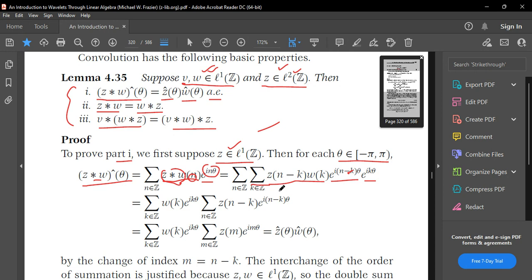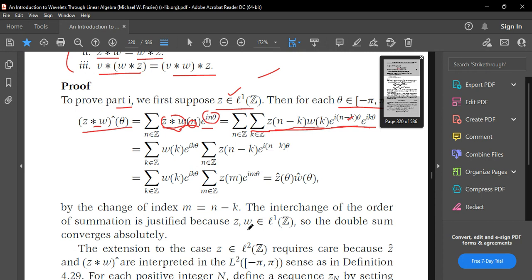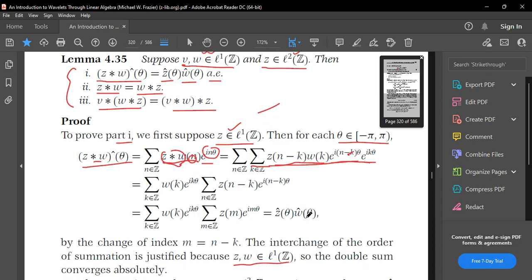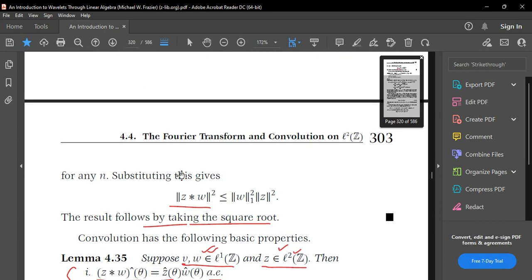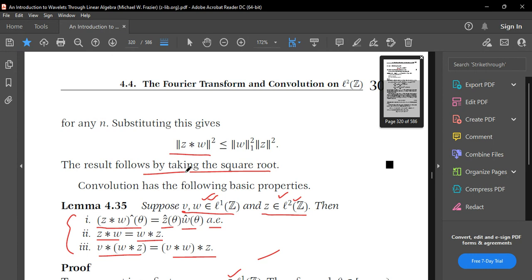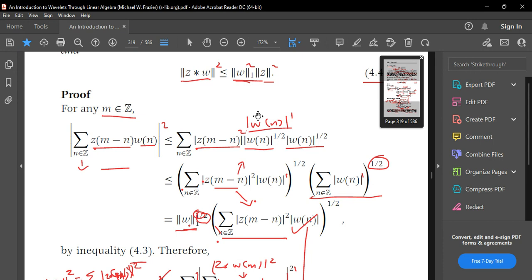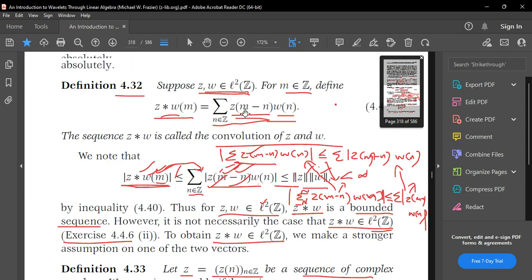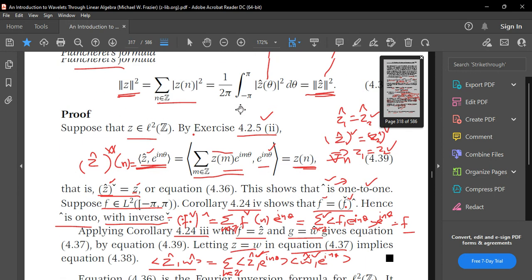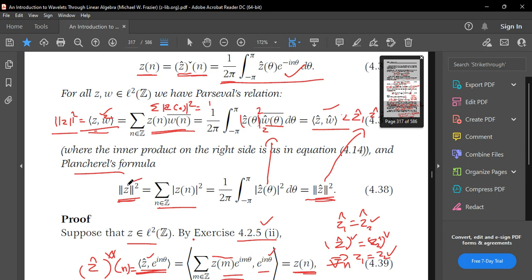So by expanding this, this right hand side will converge. For Z and W belonging to L1 of Z, this right hand side will be less than or equal to the norm of Z star W, which will be less than or equal to norm W1 times norm Z. We have earlier seen that norm Z is the same as norm Z cap. Yes, here it is: norm Z squared is equal to this.